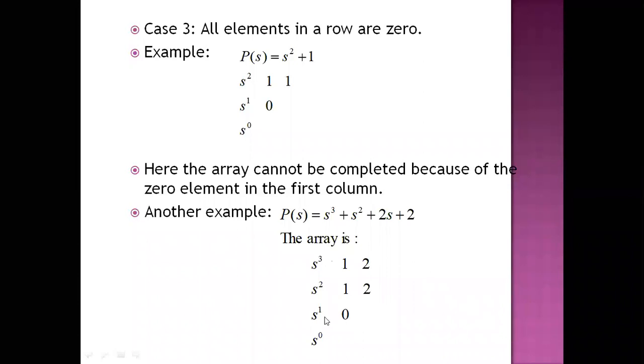In that case, we have to formulate an auxiliary expression from its previous row. So in this third row, all the elements are 0, so we have to take its previous row and formulate the auxiliary equation: A equal to s square plus 2s.